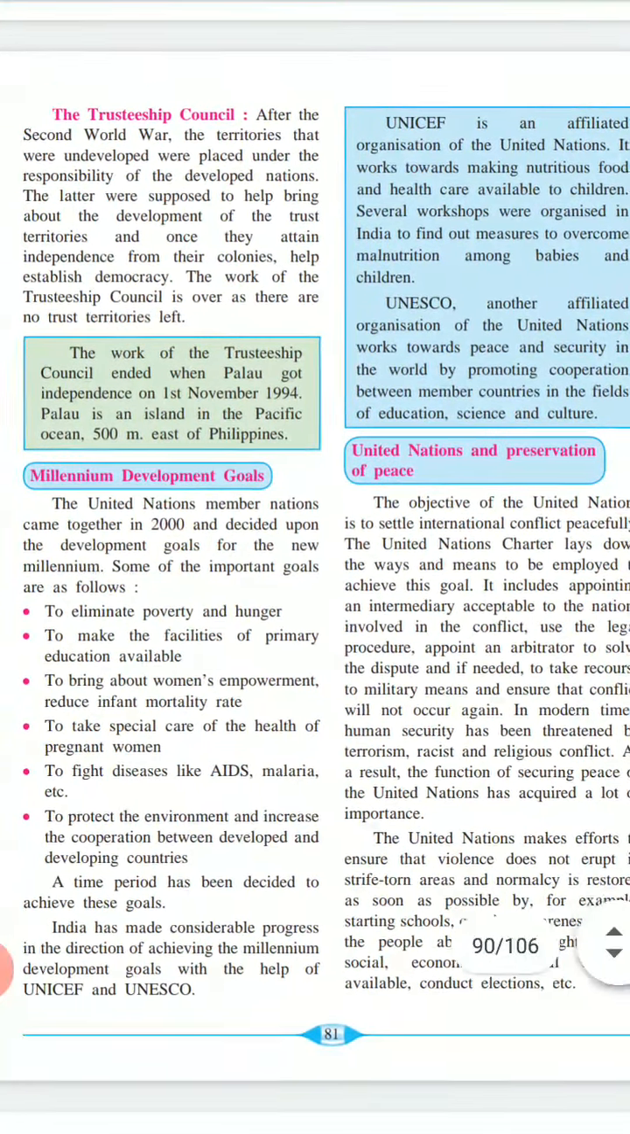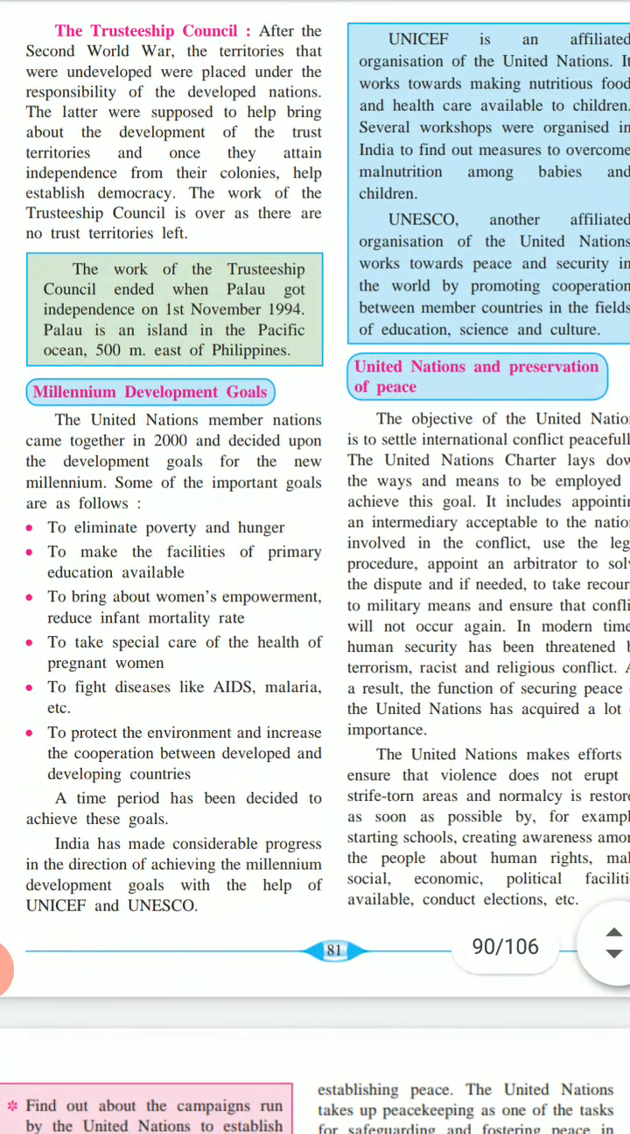Going further, students, the Trusteeship Council. After the Second World War, the territories that were undeveloped were placed under the responsibility of the developed nations. The latter were supposed to help bring about the development of the trust territories, and once they attained independence from their colonies, help establish democracy. The work of the Trusteeship Council is over as there are no trust territories left.